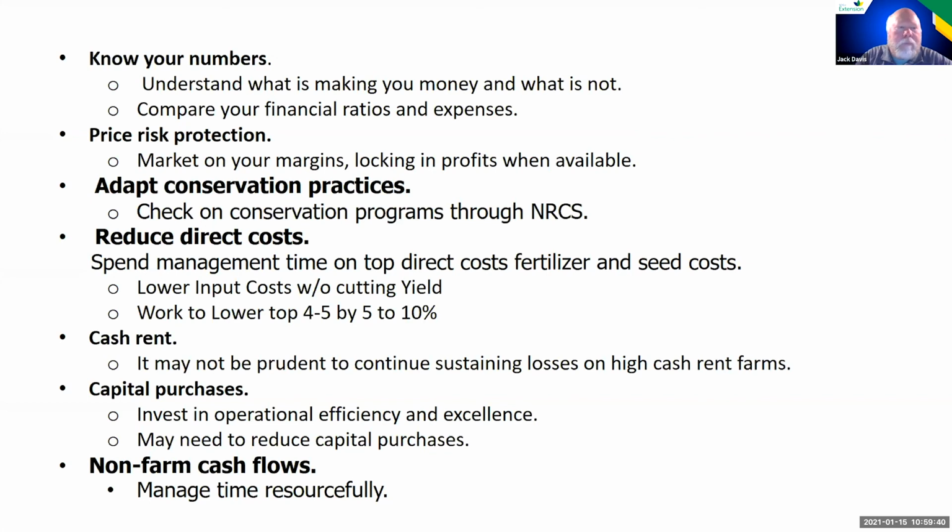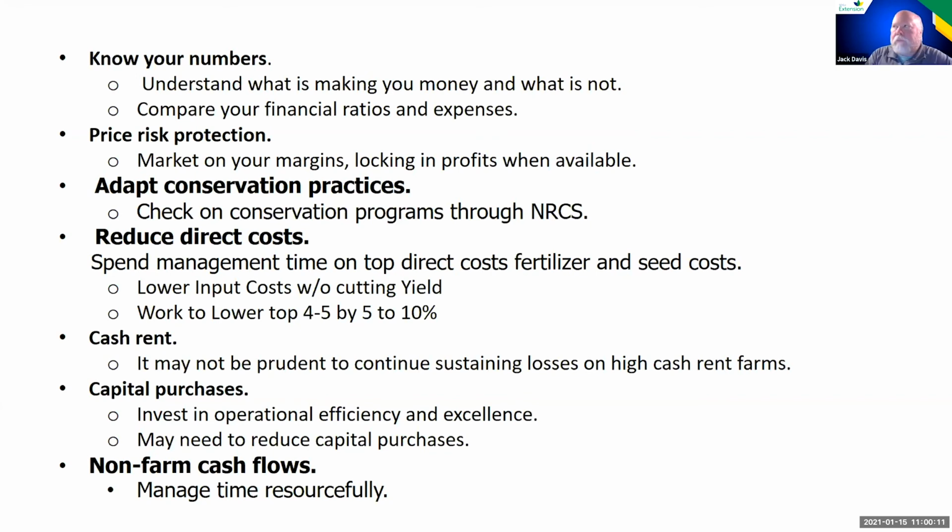It can sure help, especially if it's not something you want to do and you've ended up on the lower side of the markets over the years. I'm a firm believer in conservation practices, and part of that I think is just from where I grew up and where we currently farm in central South Dakota, in sandy soils.